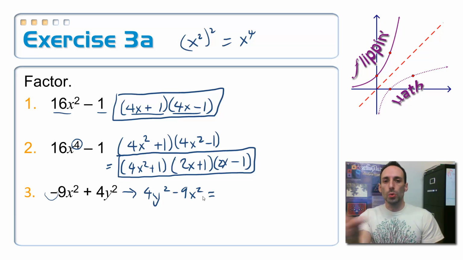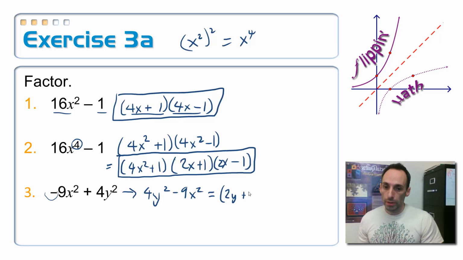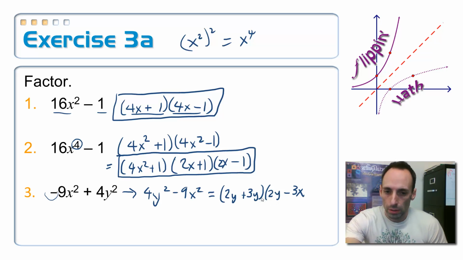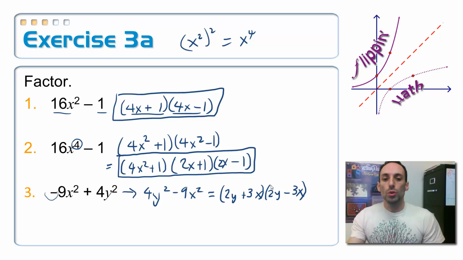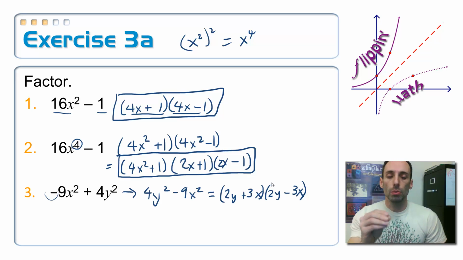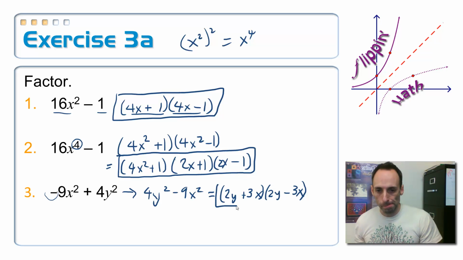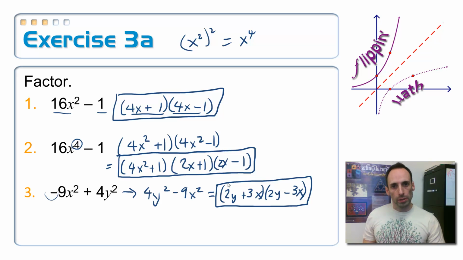So take the square root of both of these things. It is 2y plus 3, and then the same thing with minus. 2y minus 3. It's not a y, it's x. Fix it. There we go. 2y plus 3x and 2y minus 3x. There we go. And now both of those are prime, and it is completely factored.